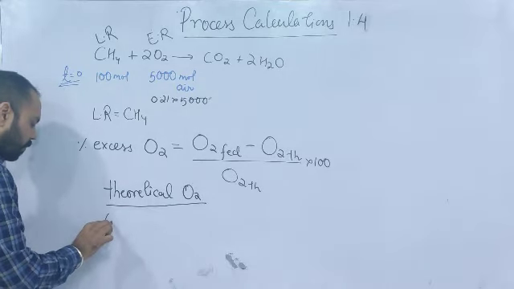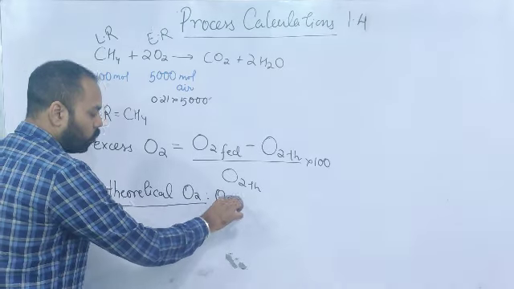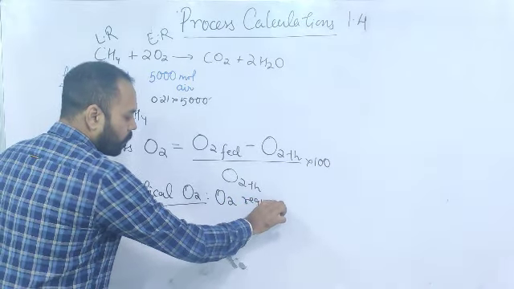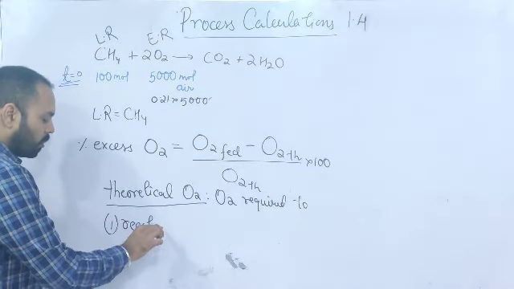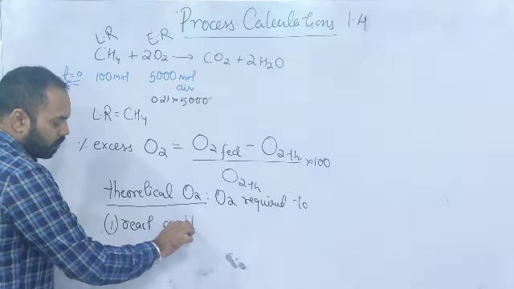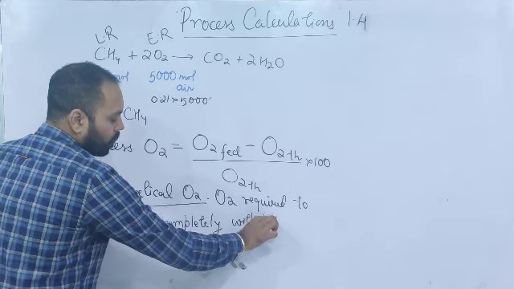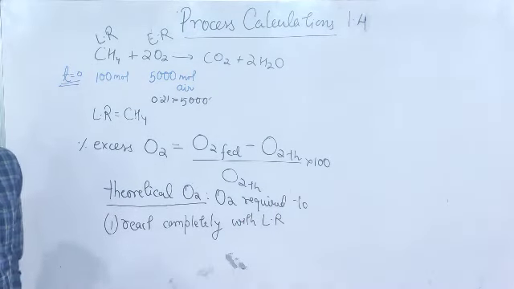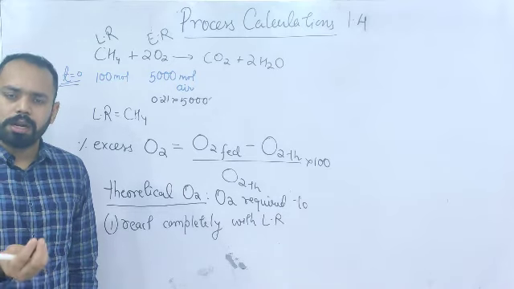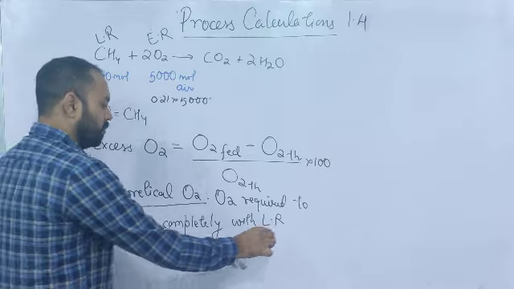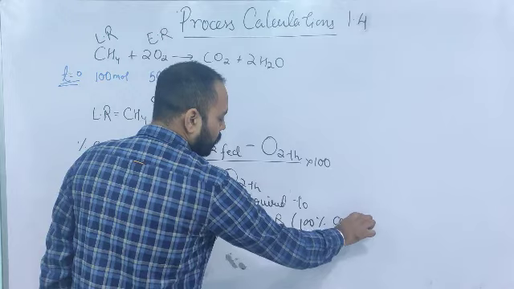Two things are required. First point: it is the O2 required to first react completely with the limiting reactant. Fine. It means O2 theoretical is the amount, the moles of oxygen required for the 100% conversion of the limiting reactant.